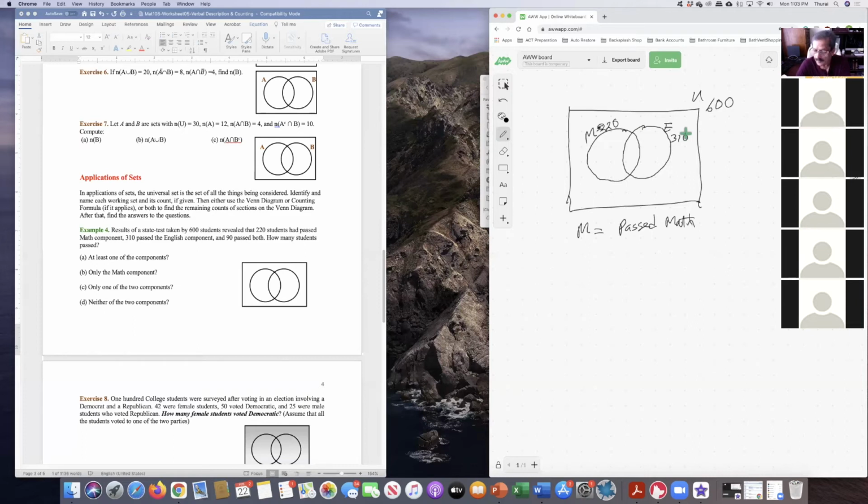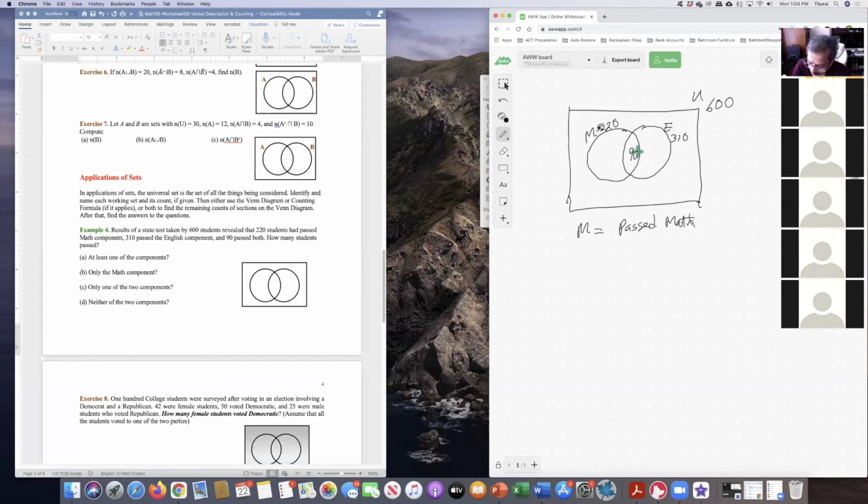In the middle? Middle. The people who passed both will be the intersection. So 90 goes here. All right, that's the information given. So we have to work out the rest of the picture, all the unknown areas, before going to the question. Don't even bother to read the question. Figure out the rest of the sections.